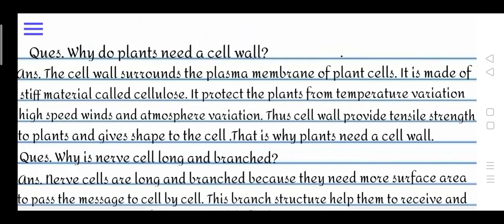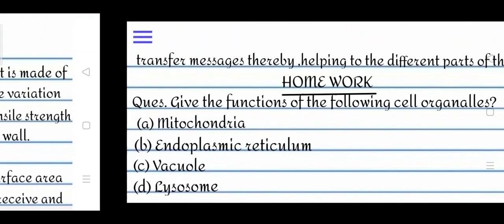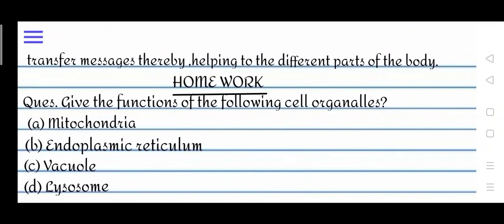Now next question, why is nerve cell long and branched? Nerve cells are long and branched because they need more surface area to pass the message from cell to cell. This branched surface helps them to receive and transfer messages to the different parts of the body.